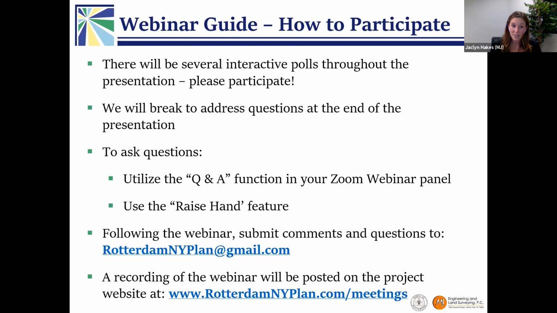To ask questions, there are two ways you can go about doing this. The first is to utilize your Q&A function in your Zoom webinar panel. You can type in a question there, and at the end of the presentation, we will walk through those questions and address them as best we can. You can also use the raise the hand feature. What we will do is we will call on you and invite you in and unmute you so that you can ask a question directly of the panel.